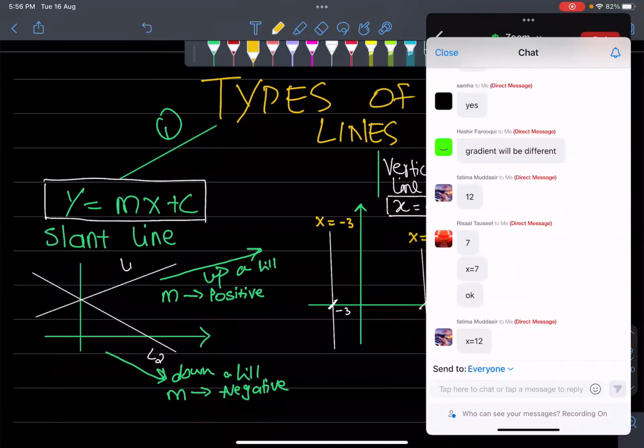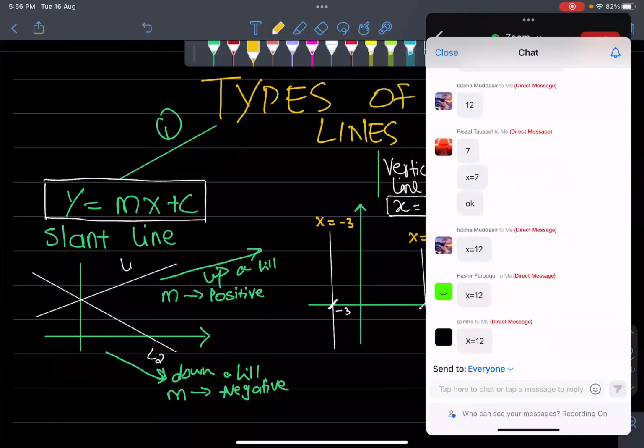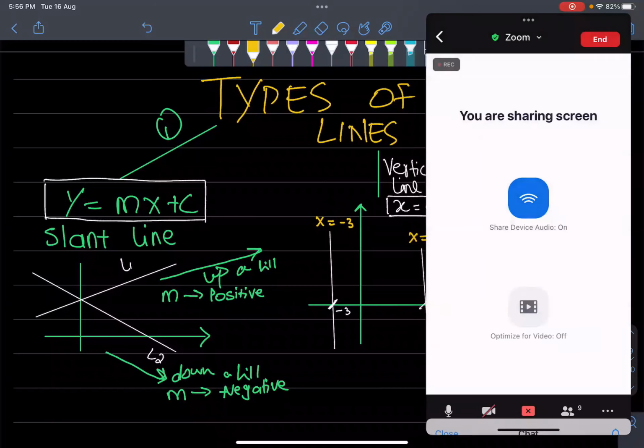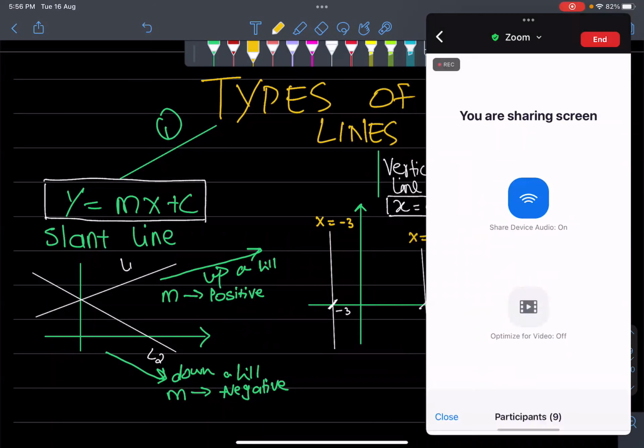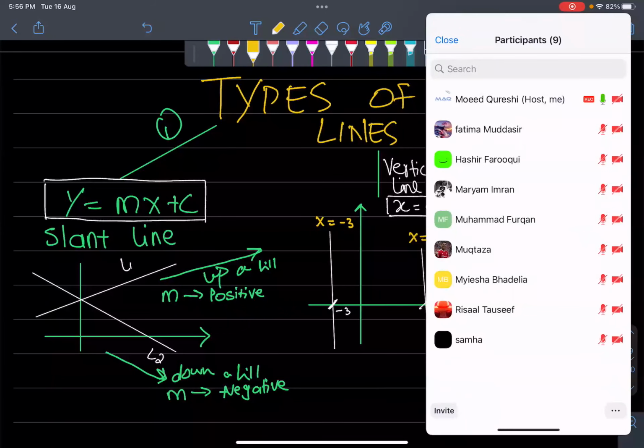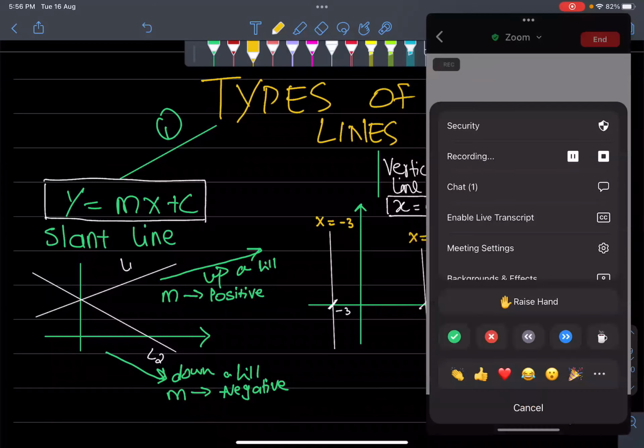Hurry up. Use the chat to let me know the answer, please. Without your feedback, I cannot move on. I need to know if you understand. This is what an online class is. I can't see all of you. So only your feedback is any one way to see what you are doing. Please give me feedback. People are sleeping or what? Hashir, Furkan, are you sleeping? Mariam, Maisha, please, beta. What will be the answer?